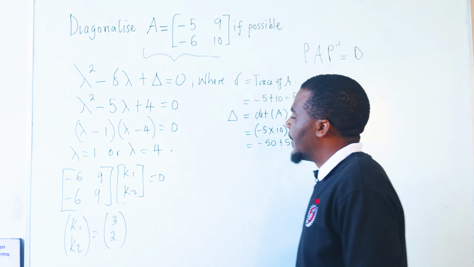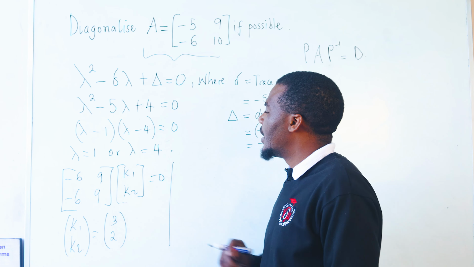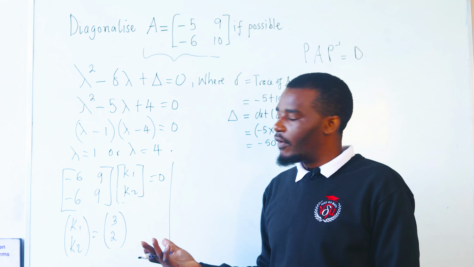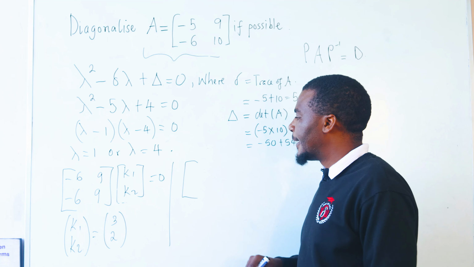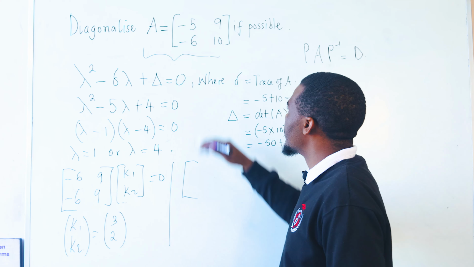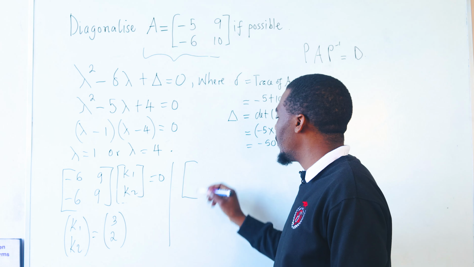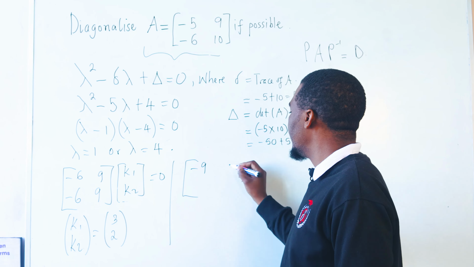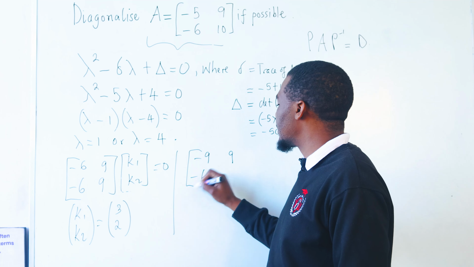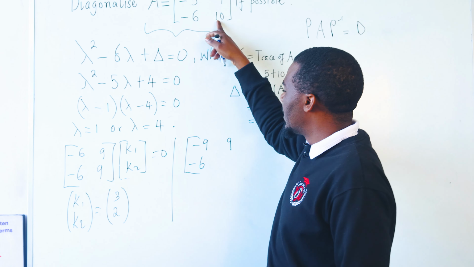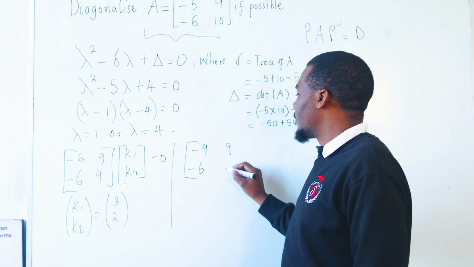What about if we let our lambda be equal to 4? What's going to happen? We're also going to form another matrix. So if I say minus 5 minus 4, we get something like minus 9. Remember, these ones don't change. So you can keep 9 as it is and minus 6 as it is. So you can also ask, what is minus 10 minus 4? That will give us 6.